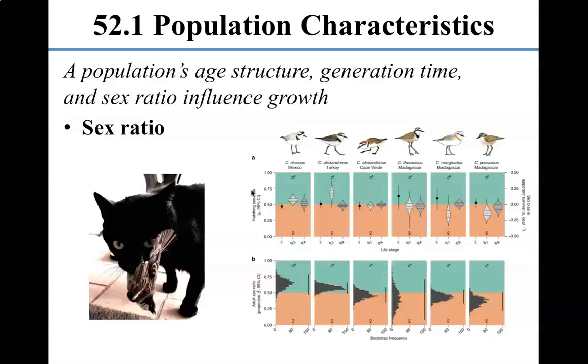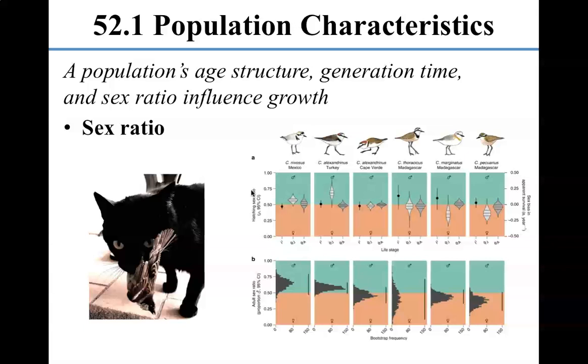And again, this is because it's only the females that are really producing the offspring, and one male can mate with multiple females. So the number of males isn't as important to population growth over time as the number of females.